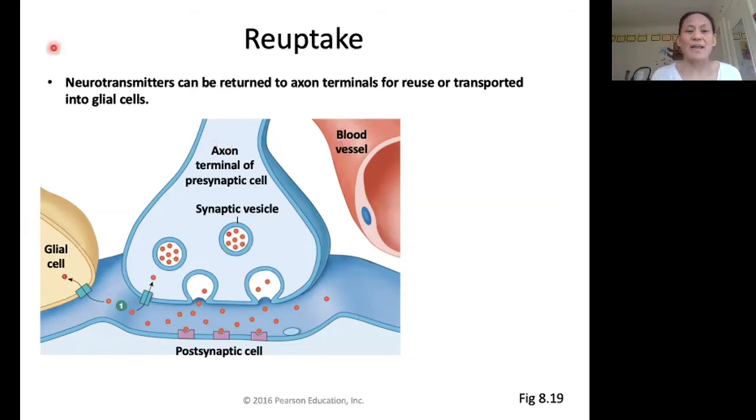The first that I'm going to describe is shown here. It's called reuptake. Okay, so basically what happens in reuptake is we have transporters in the synaptic terminal, in the axon terminal, or in nearby glial cells, that actually pump that neurotransmitter back into either the axon terminal or into the glial cell. Okay, and in that way we can remove neurotransmitter from the synaptic cleft.